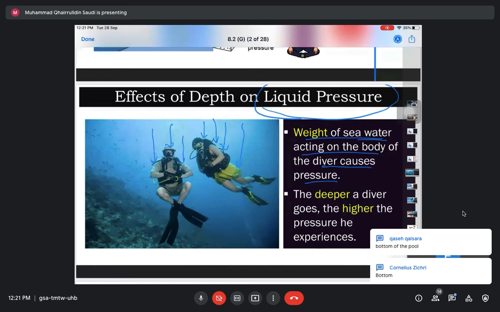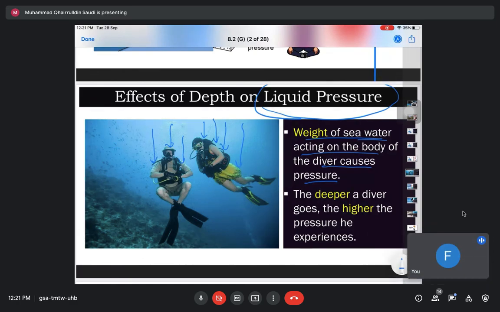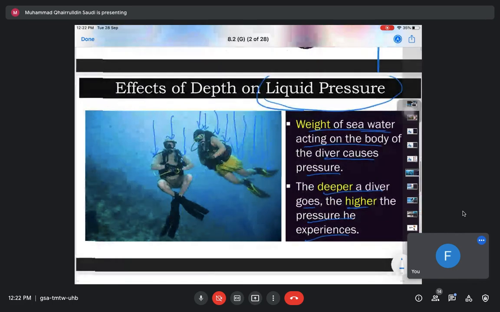Yes, good. Because when you go to the bottom of the pool, there are more water particles above you. So the weight of the water particles acts on your body, so you will feel higher liquid pressure. Okay? Good. So if a diver goes deeper in the ocean, the higher pressure he experiences because all of the weight of the water on top of him is acting on his body.